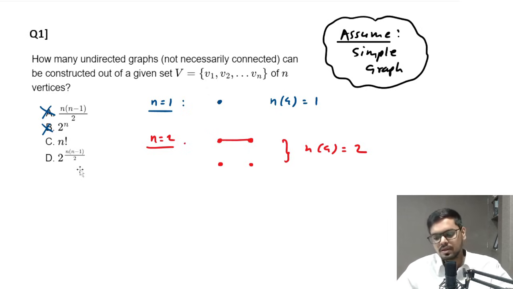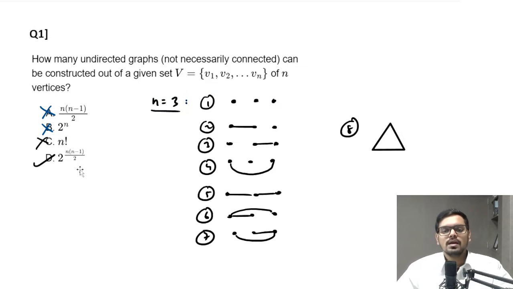N is equal to 3. So if you substitute n is equal to 3, then what will you get? N is equal to 3, no one is connected, phi 3, one of the graphs.